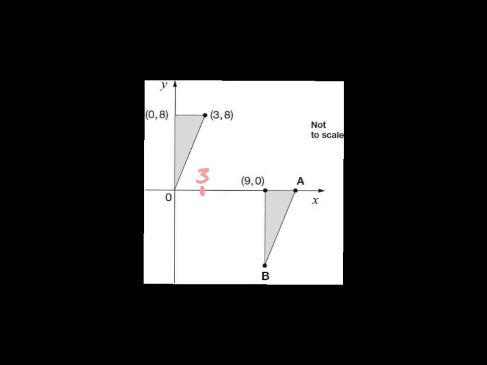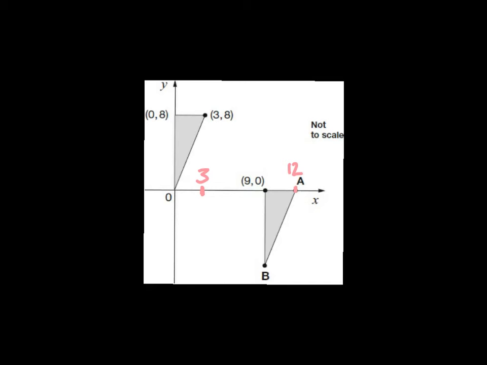Okay, with that in mind, these triangles, if you look at them, they're identical. So this triangle has a width of 3. So this must also have a width of 3. So this value here is 9 along the x-axis. 9 add 3 would of course be 12. So this section here, there's a value of 12 along the x-axis.